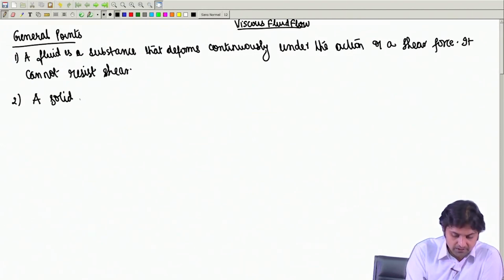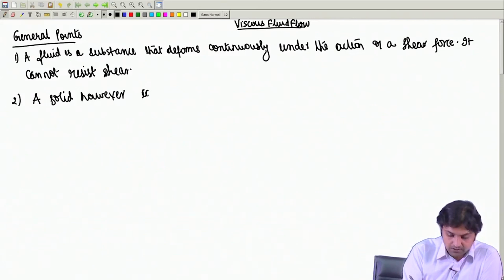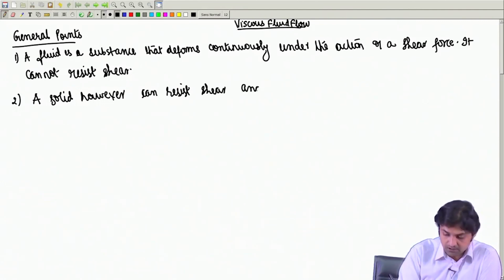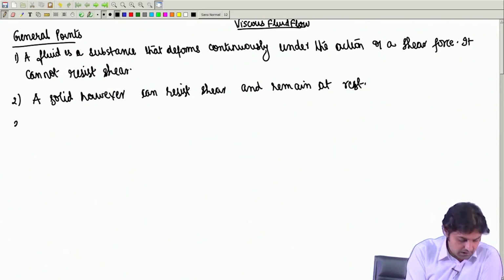A solid, however, can resist shear and remain at rest. All right.